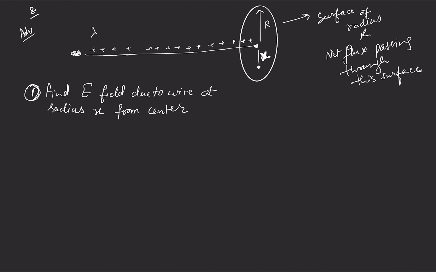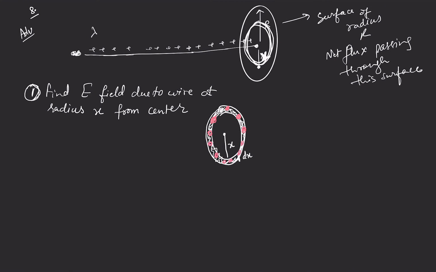Then we will construct an imaginary thin, so basically this is a very thin, negligibly thin ring. So let this be dx. Negligibly thin ring of radius x, and we can assume that on every point of this ring electric field would be the same.